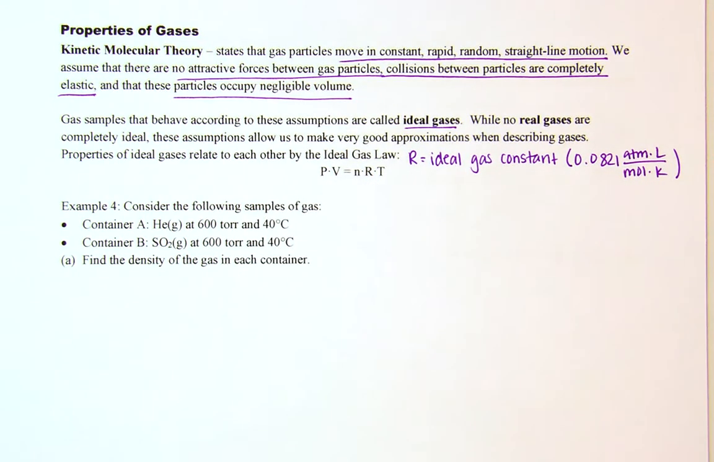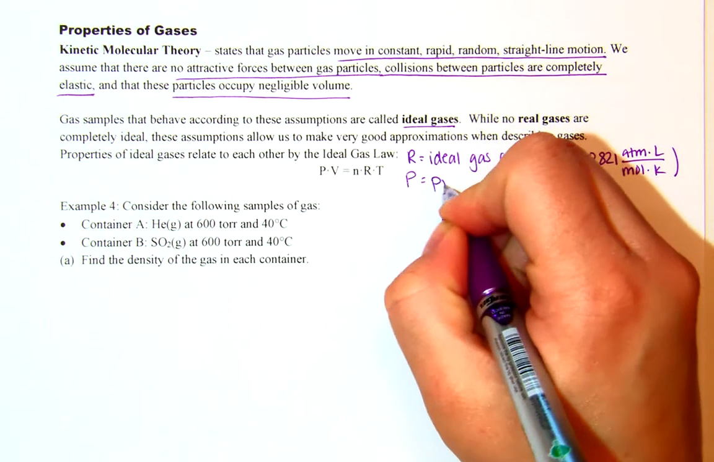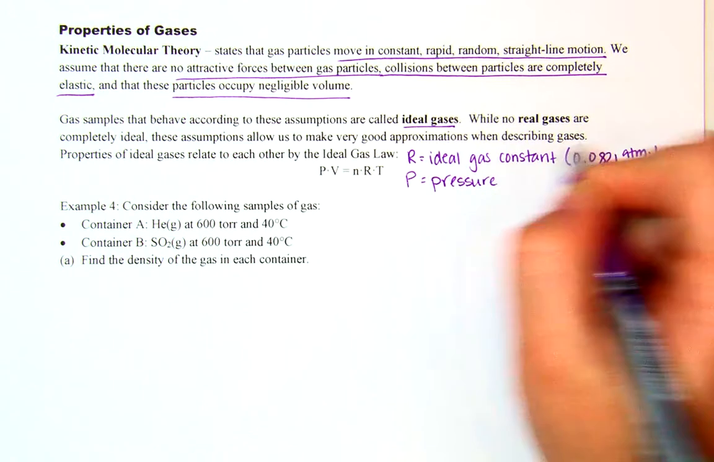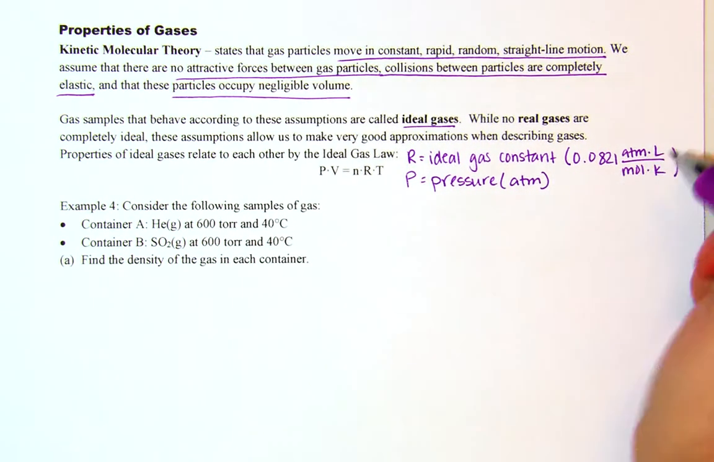Now there are other R's, and you can look at those on the back of your periodic table. You can really use any one you like, just make sure that your units cancel. So for the purposes of the rest of these problems, I'm going to define my variables with these units. So P is pressure, and that's going to be in atmospheres. So again, atmospheres, I want that to match.